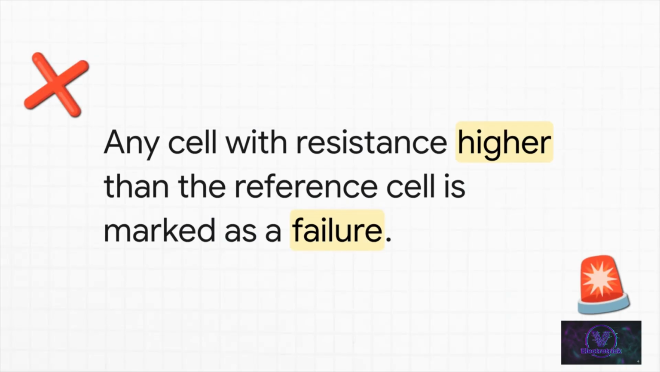After that, the rule is incredibly simple. The tool just goes through your entire design, and any cell that has a higher resistance value than our ideal reference cell gets flagged immediately. It's a failure. It's a really clear pass-fail test. No ambiguity.